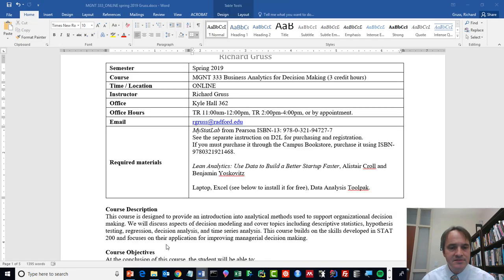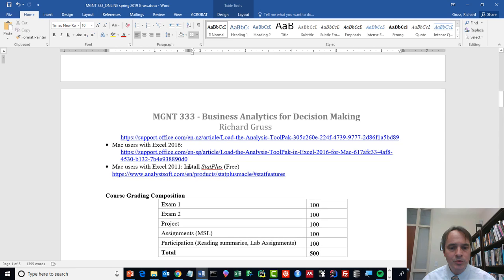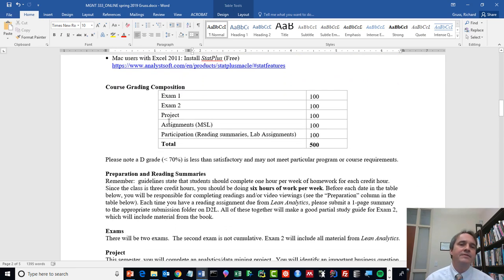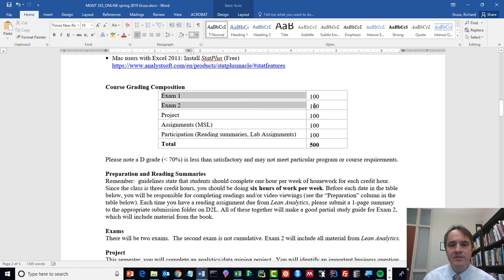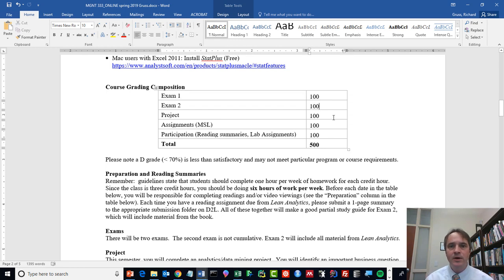Getting back to the syllabus, if you come down here and take a look at the course grading composition, you see that we have 2 exams, and both of these exams are going to be taken through D2L using the lockdown browser. If you haven't already, follow the instructions on D2L for installing the lockdown browser client. It's a tool where you use your webcam and hold up your ID, and it lets me make sure that you're not cheating on the exams.